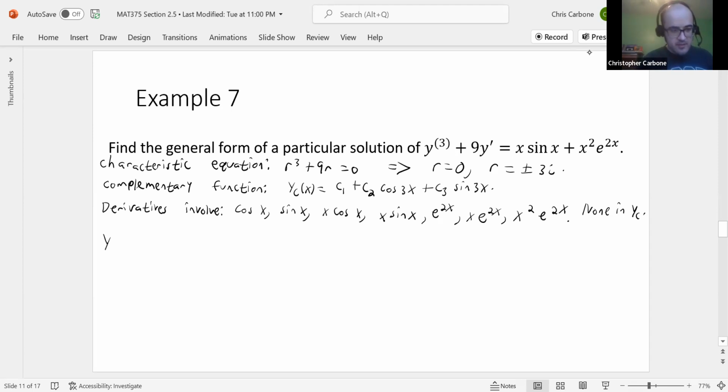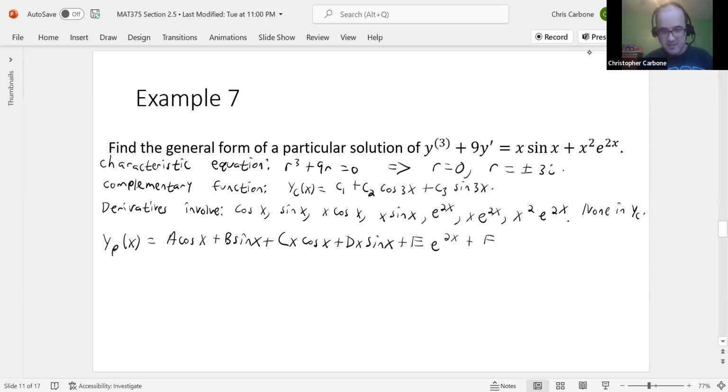So our particular solution, very nice, is going to be a times the cosine of x plus b times the sine of x plus c times x times the cosine of x plus d times x times the sine of x plus e times e to the 2x plus f times x times e to the 2x plus g times x squared times e to the 2x.